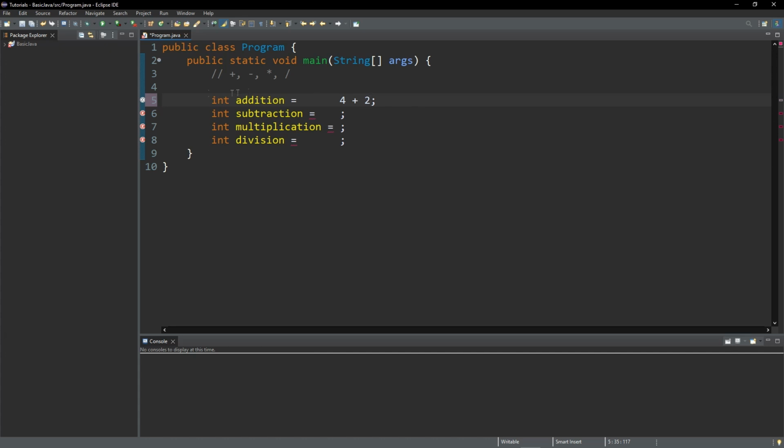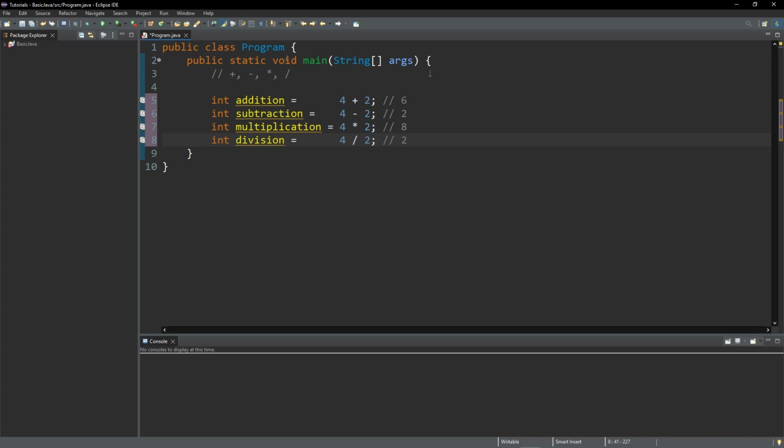Okay, so let's say we have 4 plus 2. This resolves this error because we just set it to 4 plus 2, which is 6. Subtraction, let's do 4 minus 2. That's going to equal 2. Let's go ahead and do 4 times 2 for multiplication. That's going to equal 8. And let's do 4 divided by 2. That's going to equal 2 as well. So it's really that simple to use arithmetic operators.